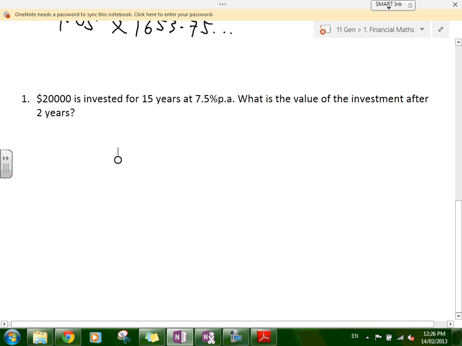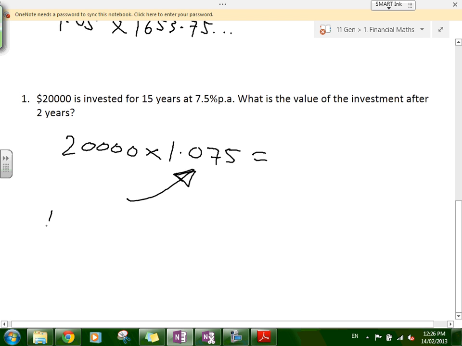So the quickest way to do this is 20,000 times 1.075 equals, because this one is 100% plus 7.5%. Can we do it the other way? Yes, you can do it the other way, that's fine. Do whichever way you want. If you're comfortable with this way, it's quick. So what's the answer to this?